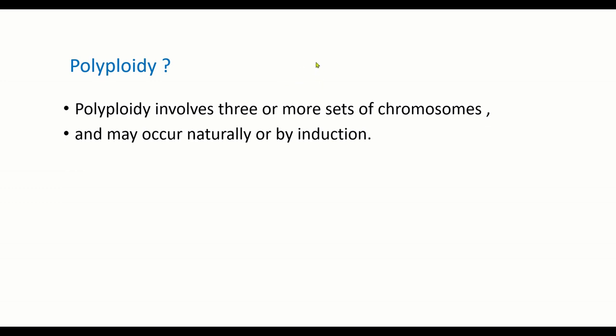When an individual has, instead of 2n sets of chromosomes, the diploid set, 3 sets of chromosomes, 4 sets of chromosomes, or even more than that, it is called polyploidy. Remember, for an individual to be called polyploid, it should have more than 2 sets of chromosomes, that means more than 2 sets of haploids. Okay, and it may be induced naturally, spontaneously, or by artificial means.